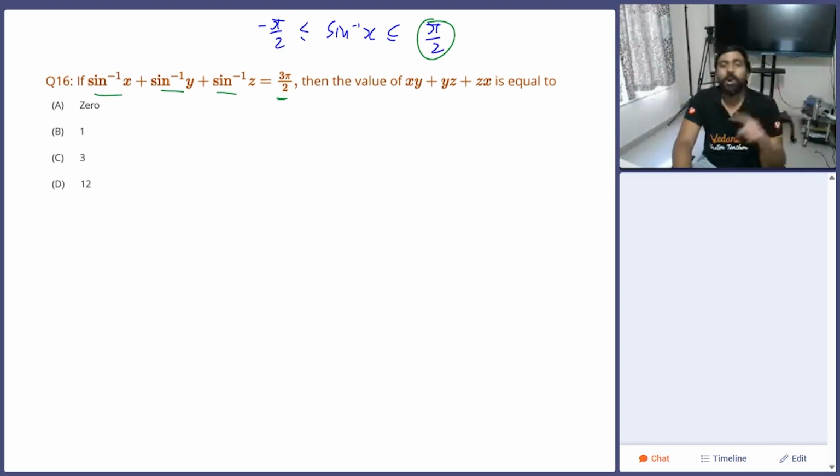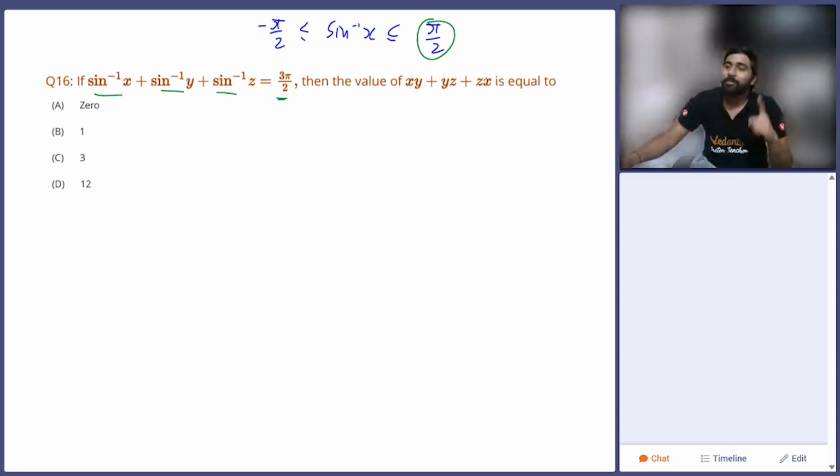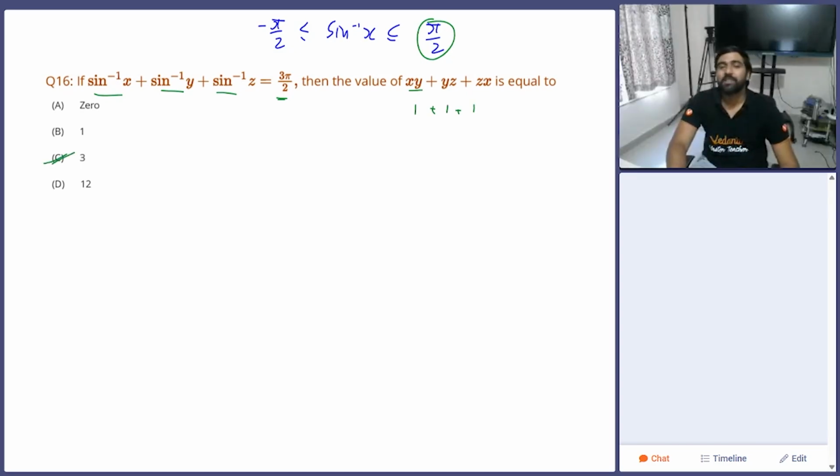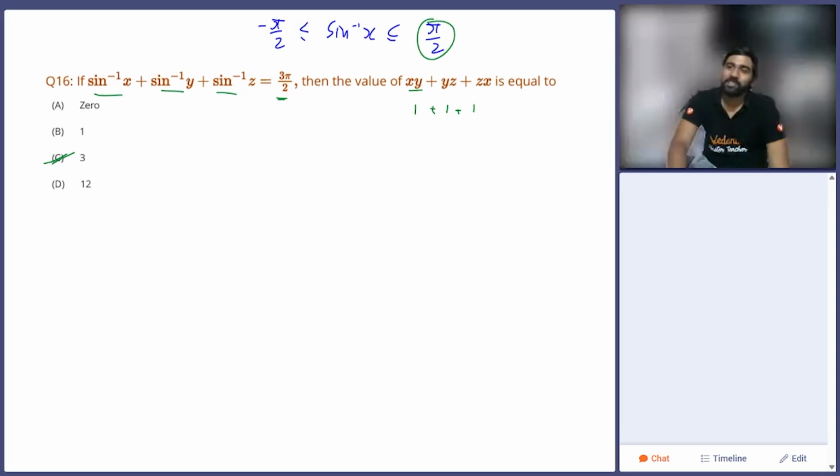So individually, if all of them are equal to pi by 2, that means what will be the value of x? It will be 1, y will be 1, z will be 1. So here we are looking for 1 plus 1 plus 1. Option C, 3 will directly be the answer over here. Okay? A very simple basic question with a slight bit of manipulation. That was all that you had to do over here.